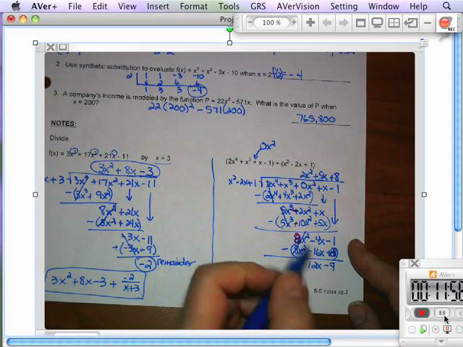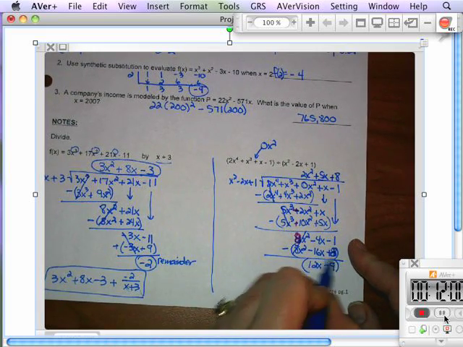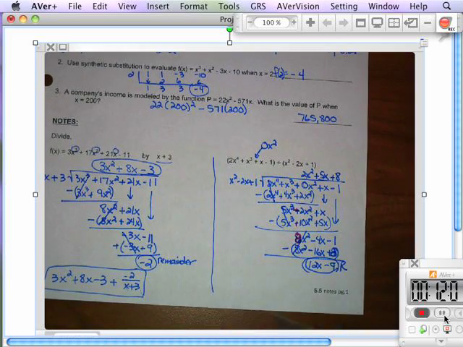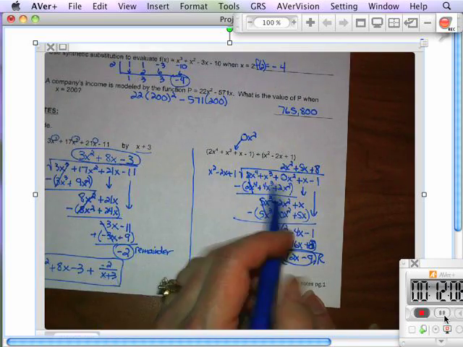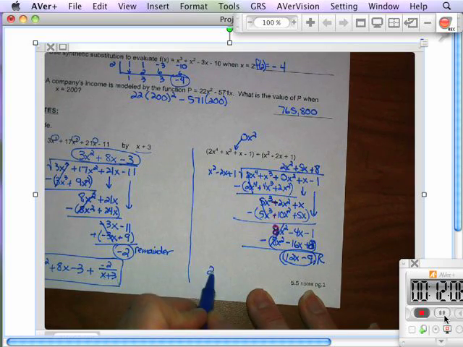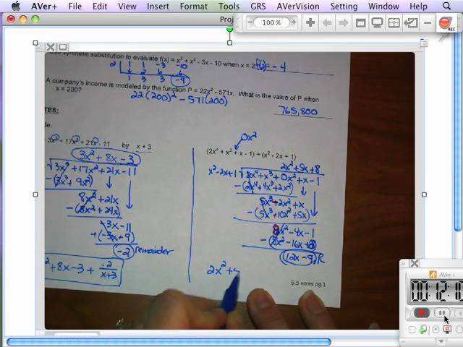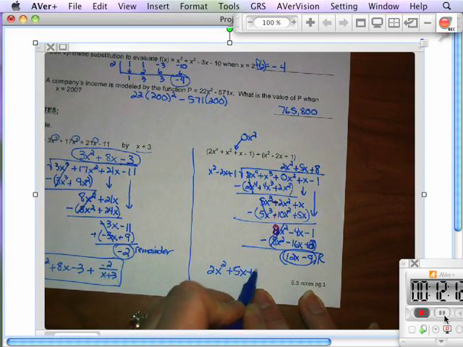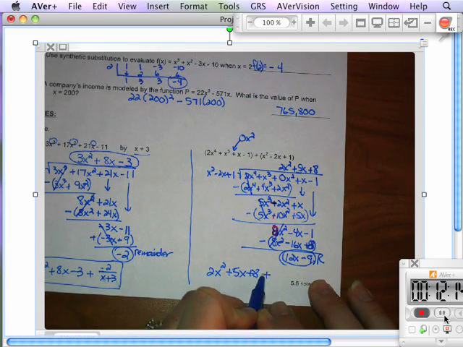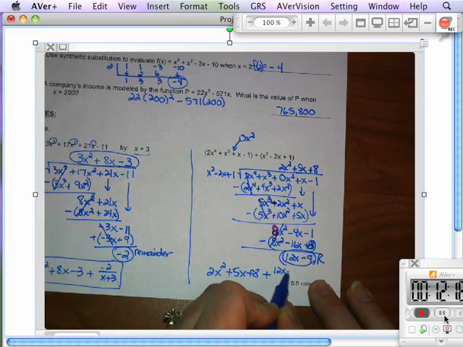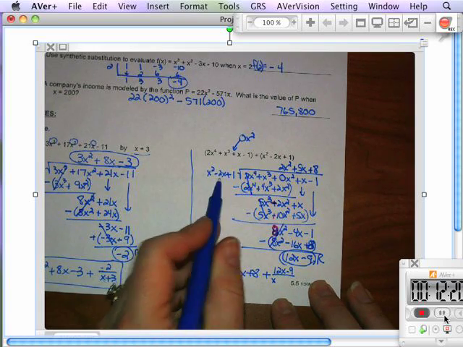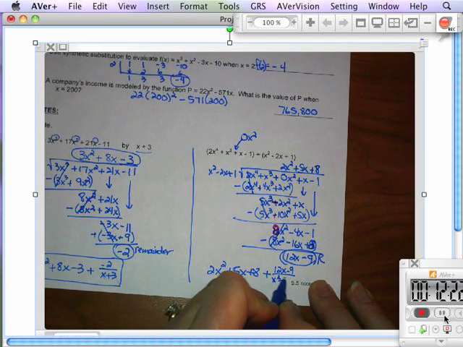This becomes minus 9. I can't go anywhere with this. This is my remainder. All right, so I'm going to write out my answer. Right here is the quotient, or part of it, 2x squared plus 5x plus 8 plus a remainder of 12x minus 9 divided by what I was dividing by, x squared minus 2x plus 1.